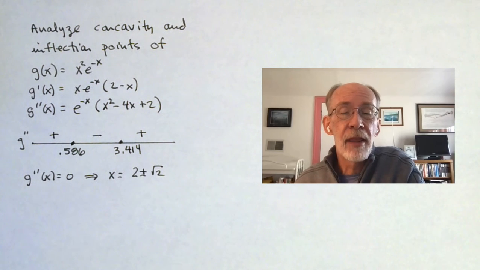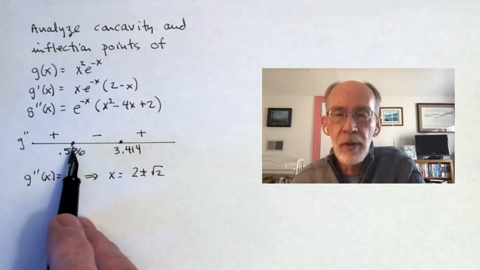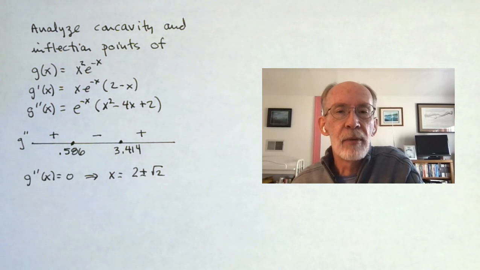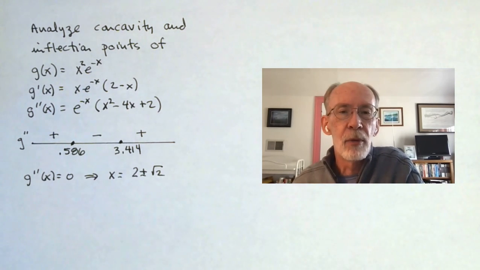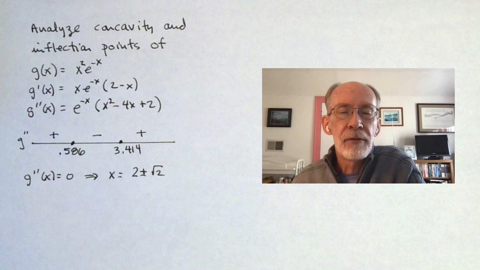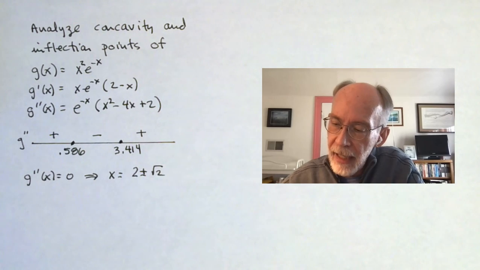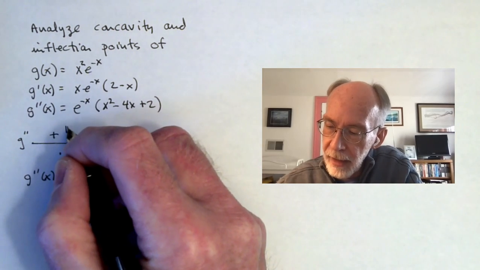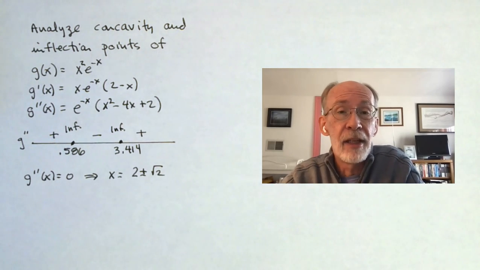And now we have everything we need to know in order to fully analyze the concavity of g. To the left of 0.586, g double prime is positive, which means g prime is increasing, which means g is concave up. Similarly, to the right of 3.414. Between these two values, 0.586 and 3.414, g double prime is negative, which means g is concave down, and these changes of concavity at these 2 zeros are then inflection points. It's not necessarily the case that a 0 of g double prime corresponds to an inflection point. There's got to be a sign change as well as a 0.